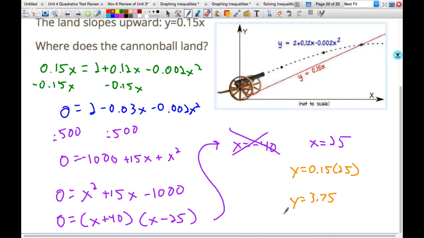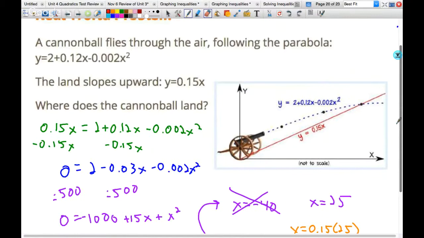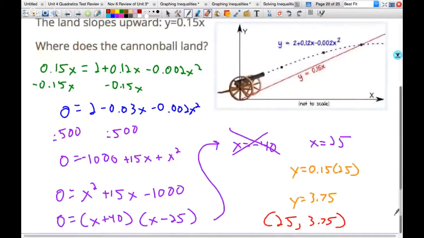So where does it land? It lands at the coordinate 25, comma 3.75. And I don't know what those units are in. So it's just a coordinate. Maybe it's feet.